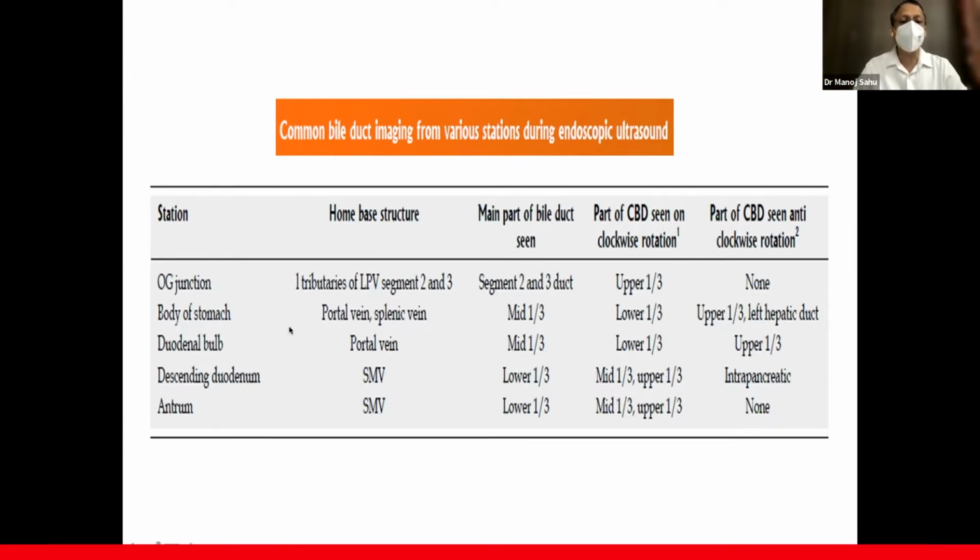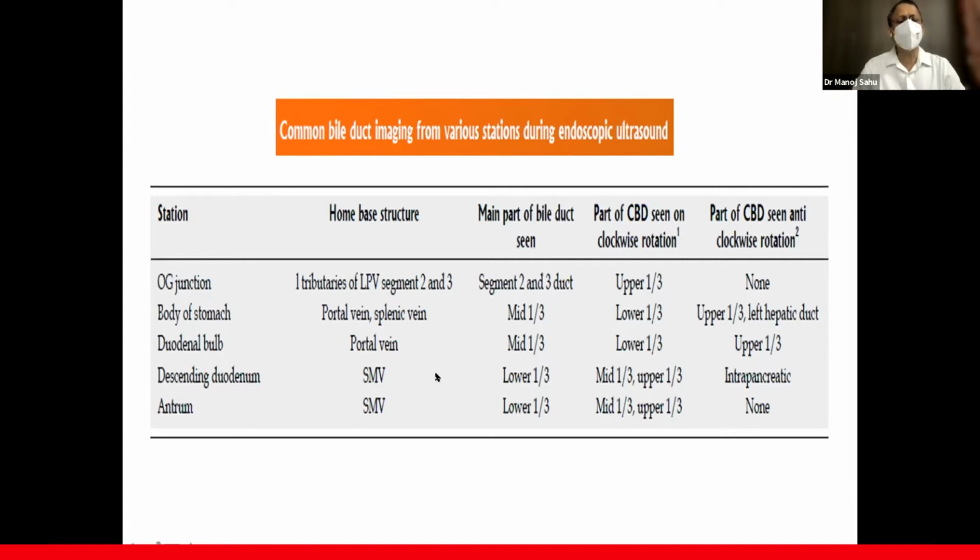From the body of the stomach, again we can see the portal vein, with the splenic vein forming the portal vein. The main part of the bile duct seen is the mid 1/3. With clockwise and anti-clockwise rotation, we are able to see the lower and upper third of the bile duct. From the duodenal bulb, the important structure is the portal vein. We can always see the middle third of the bile duct, the CBD. And by clockwise and anti-clockwise rotation, we can see the rest of the CBD proximally and distally.